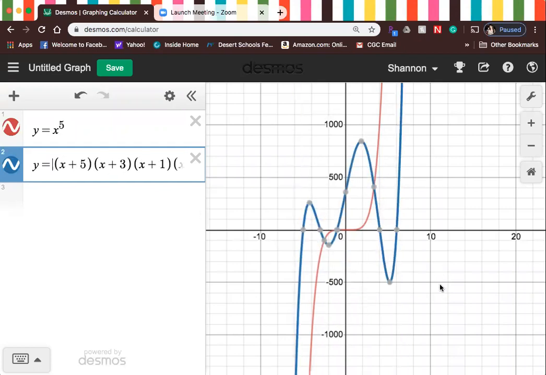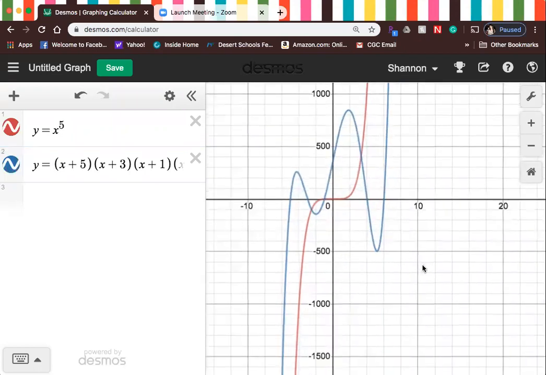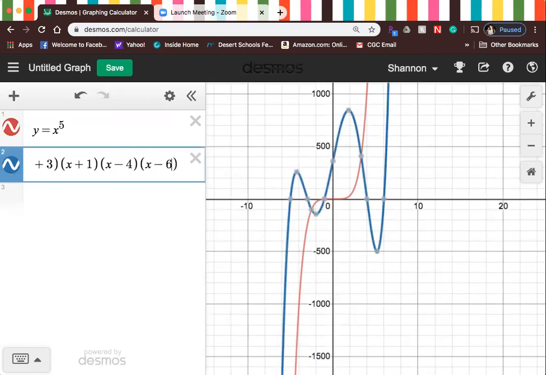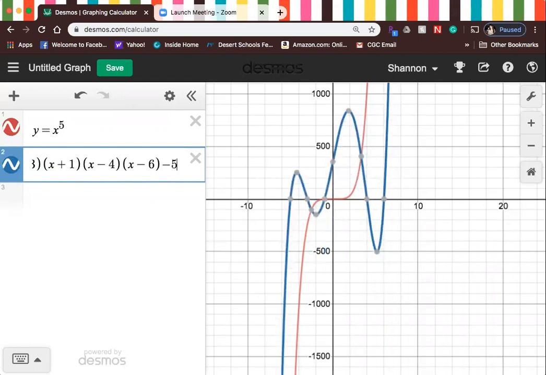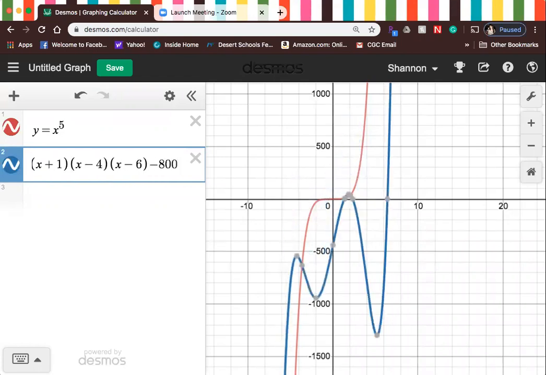Okay, and that gives you a sense of where I was getting my pictures from when I drew them for you. I know the one that I drew for your 5th degree graph is shifted way down too, because it has no x-intercepts that are visible. So I probably did something like this. Too much. There you go, maybe something like that.